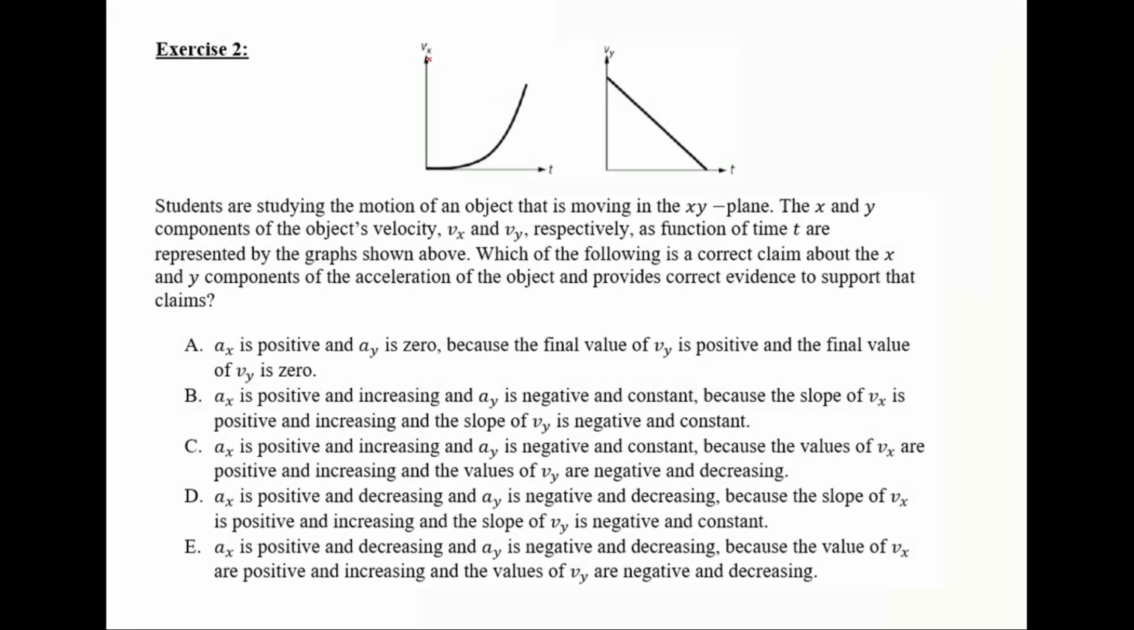Now we have the vt graph, and at this point we know that we have so many tools in order to analyze a graph. In order to know what tools we should use, we need to refer to the choices. And the choices, they're talking about the acceleration. So if you look carefully, v over t, which represents the slope, that would be the acceleration. So basically we need to refer to the slope of each curve, which is a.